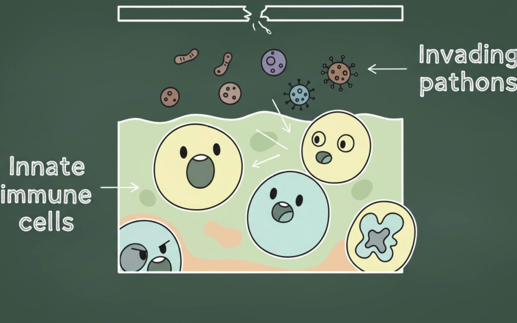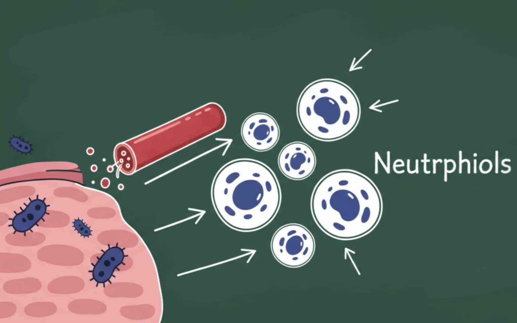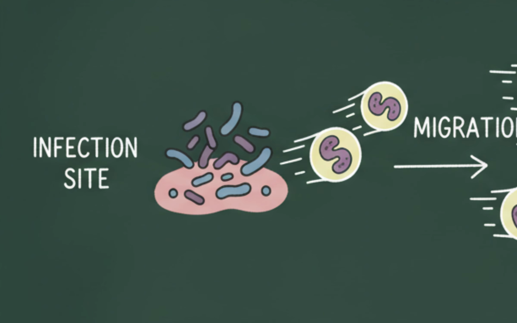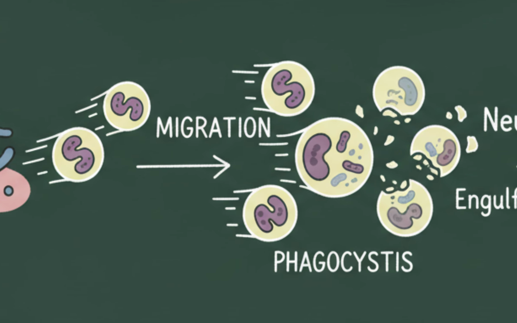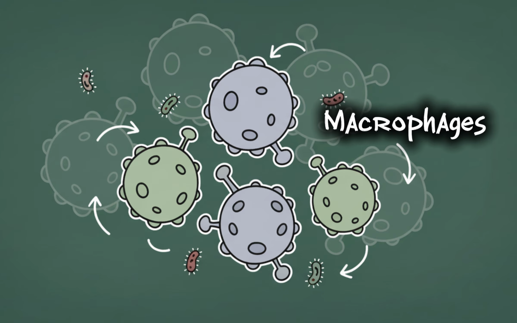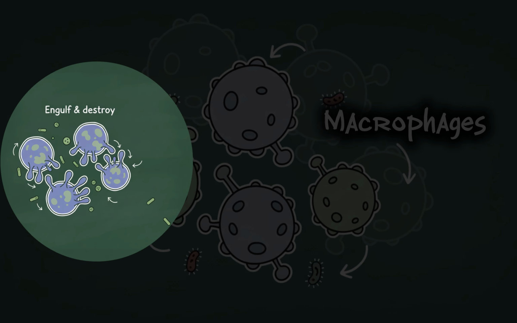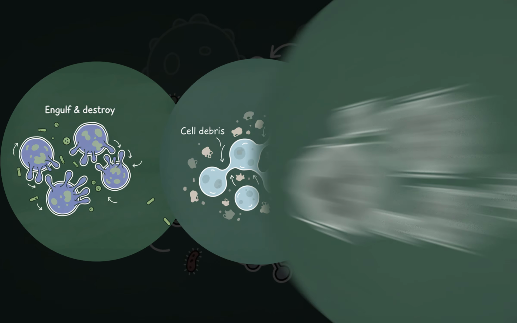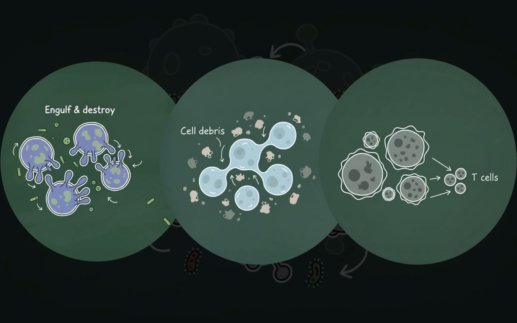If these barriers are breached, the invaders encounter innate immune cells. Neutrophils are shock troops that respond very quickly. They move to the site of infection, engulf and digest bacteria, and often die after completing their mission, forming pus. Macrophages are longer-lived gatekeepers. They not only destroy pathogens but also clean up dead cells while simultaneously sending information about the invader to the adaptive immune system.